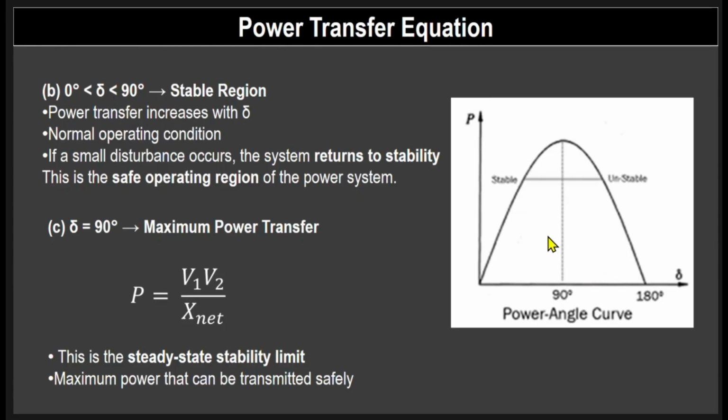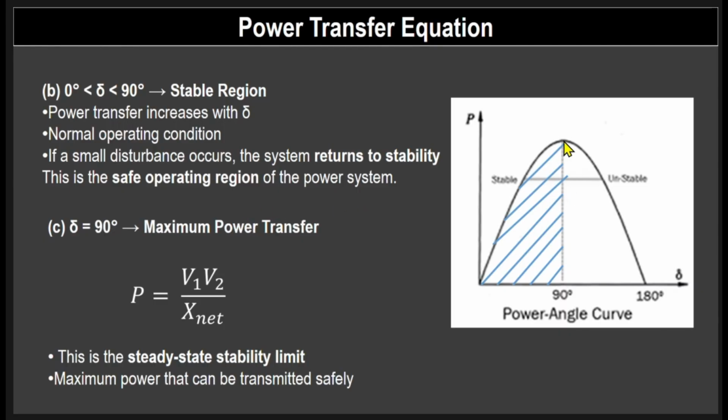The region greater than 0 and less than 90 degrees, that is this region, is called the stable region. In this region, the power transfer increases with the increase of delta. This is the normal operating condition, and if a disturbance occurs, the system returns to stability. This is the safe operating region of the power system.